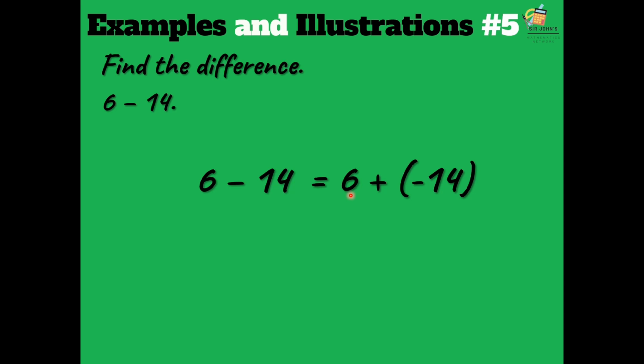Ngayon, anong sign ang gagamitin natin? Gagamitin natin yung sign ng number na mas malayo kay 0 sa number line. So, between 6 and 14, si 14 ang mas malayo sa 0. So, that's why ang gagamitin natin sa sagot ay negative because 14 is negative. So, the answer is equal to negative 8. Therefore, 6 minus 14 is equal to negative 8.